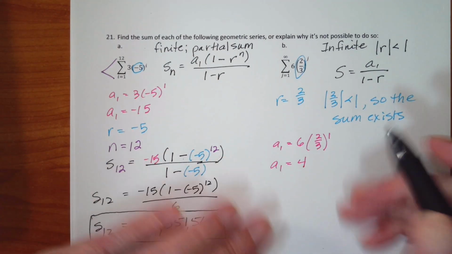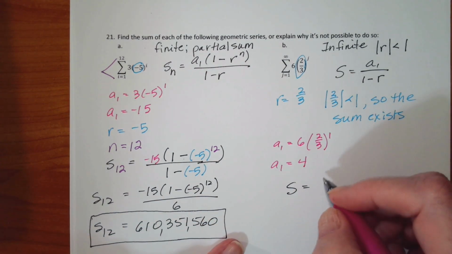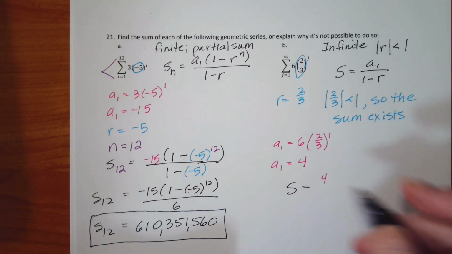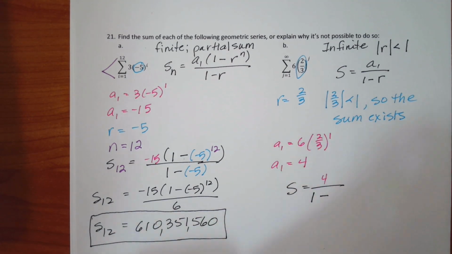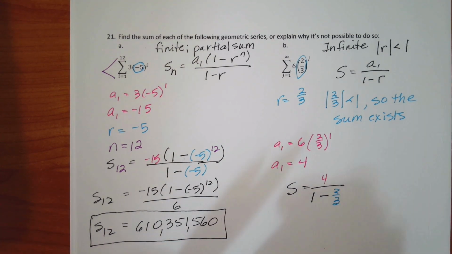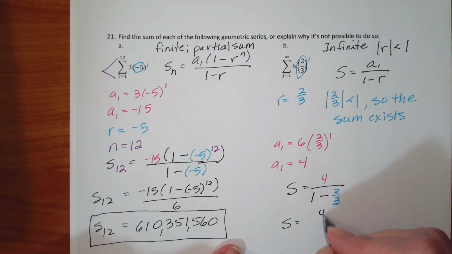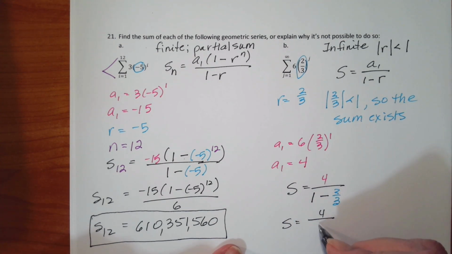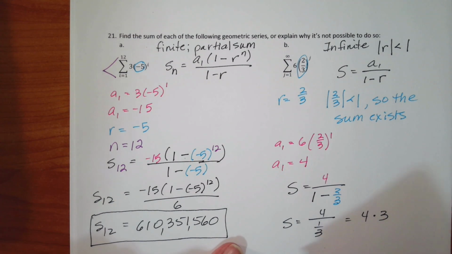So I plug this into my formula now. So the sum is equal to a sub 1 divided by 1 minus 2/3. So this gives me 4 divided by, this is 3 over 3 minus 2 over 3, which is 1/3, which is 4 times 3, so the sum is 12.